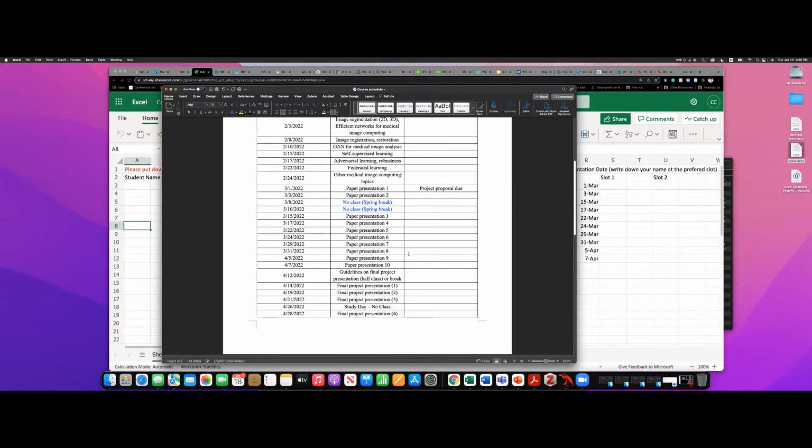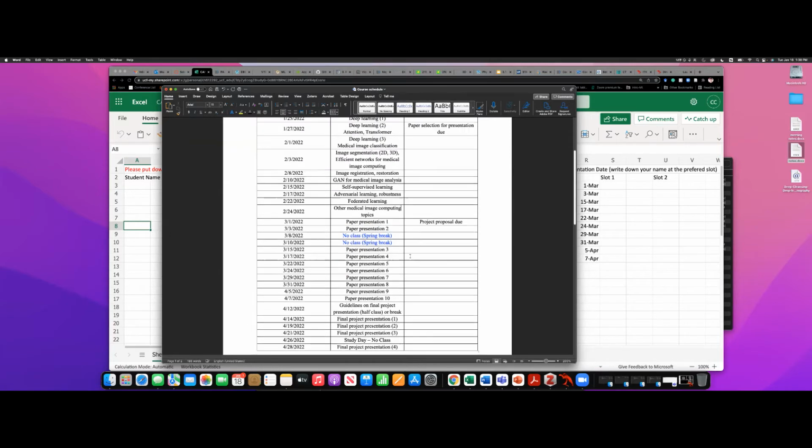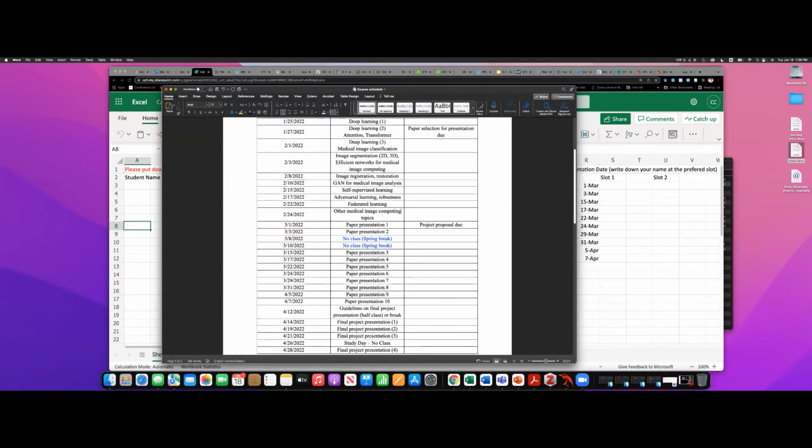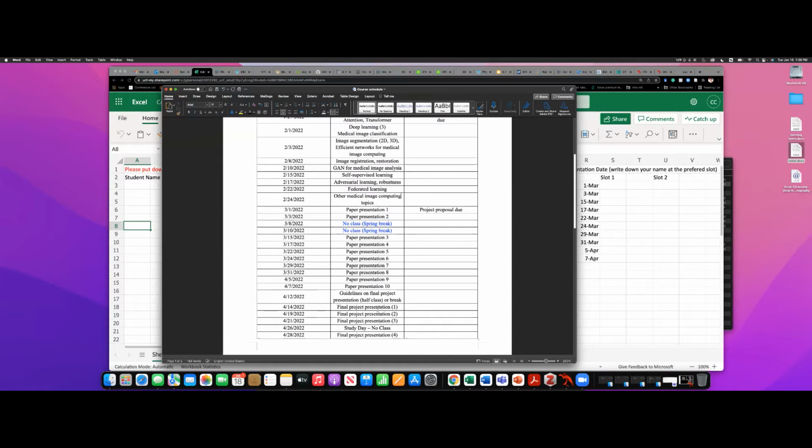Pretty much this is going to be the schedule for future classes. We finish these different topics, then we go to the paper presentations, then we go to the final project presentations, okay?